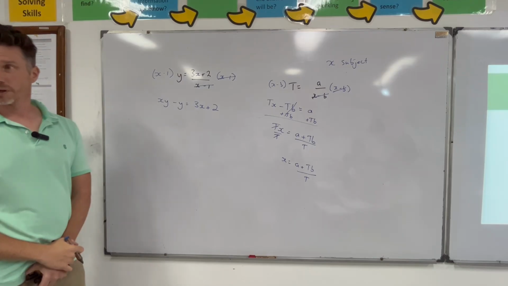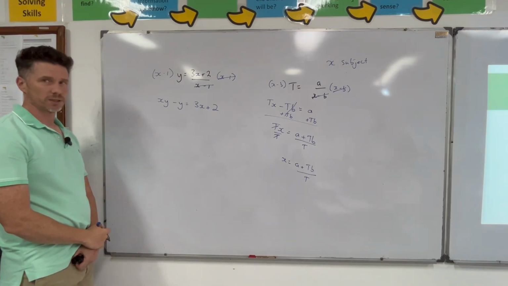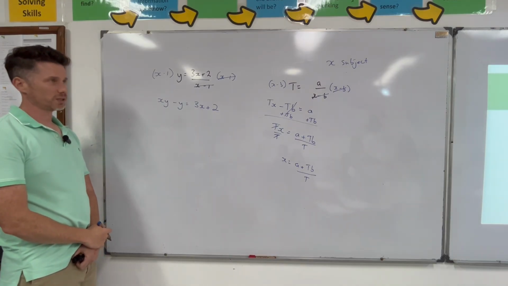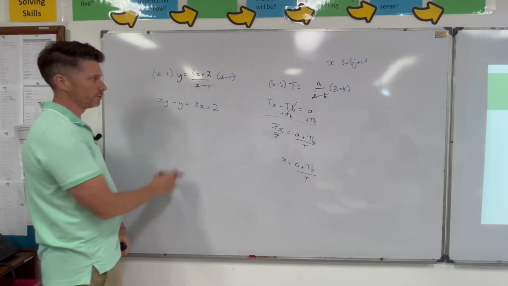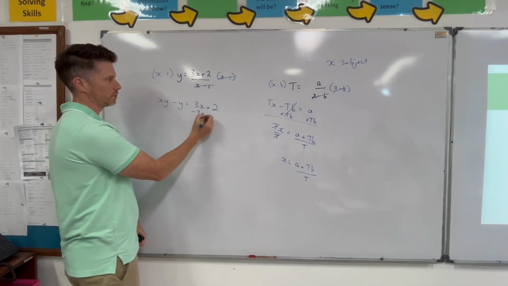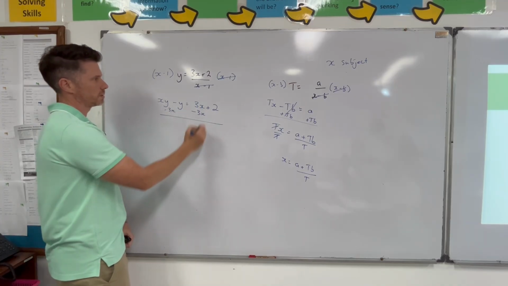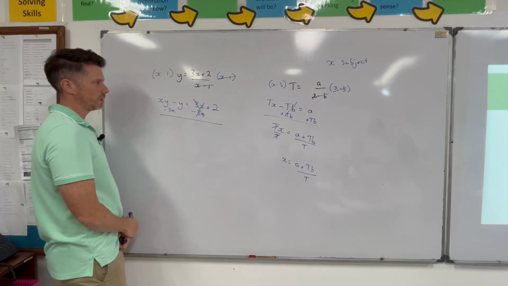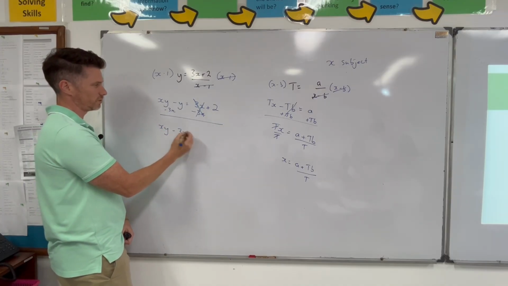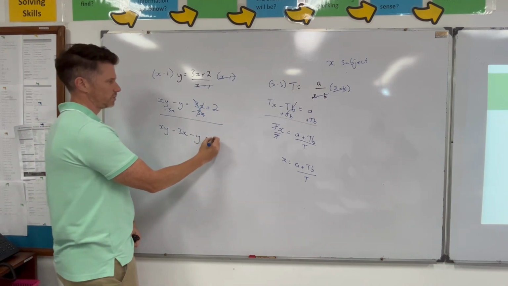Now there's a problem here. I have x's on both sides. It's the same as solving: get the x's to the same side by removing one of the x's from one of the sides. I'm going to remove the 3x by subtracting it from both sides. That's gone from there. But now I have xy minus 3x minus ay is equal to 2.